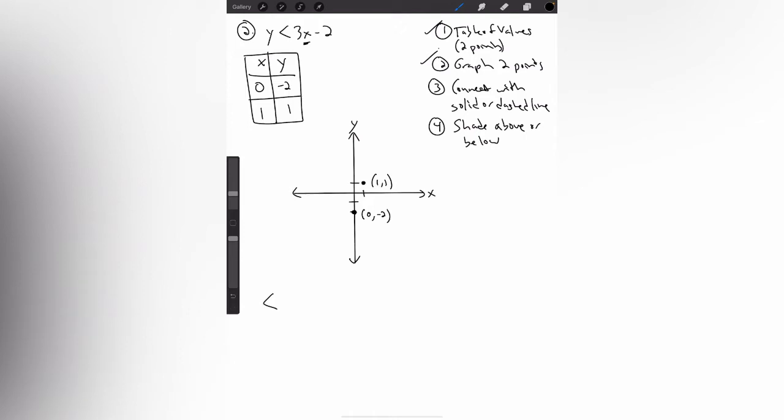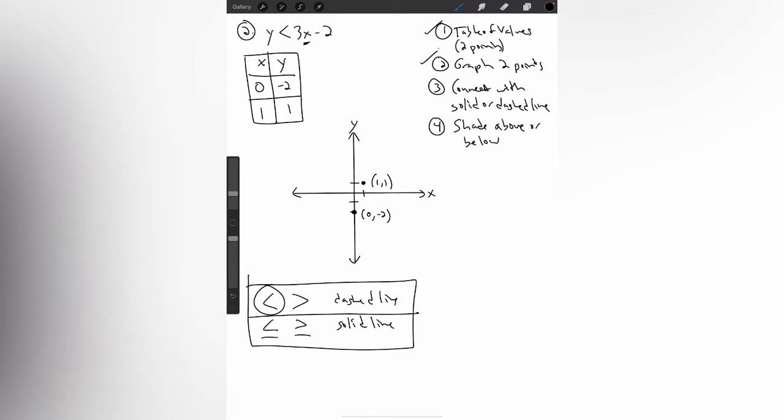Now remember, these two use a dashed line, and these two use a solid line. So in this case, I'm going to use a dashed line again because I'm dealing with this one right here. So I'm going to connect it with a few dashes, and then draw an arrow on the end of it, which means it's going on forever. I've done that. And shade above or below.